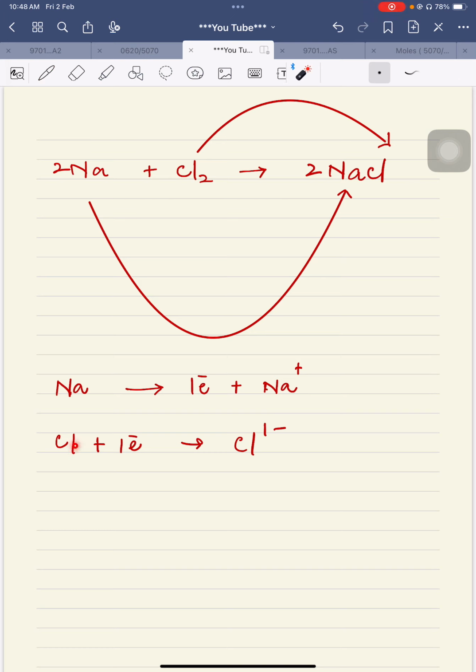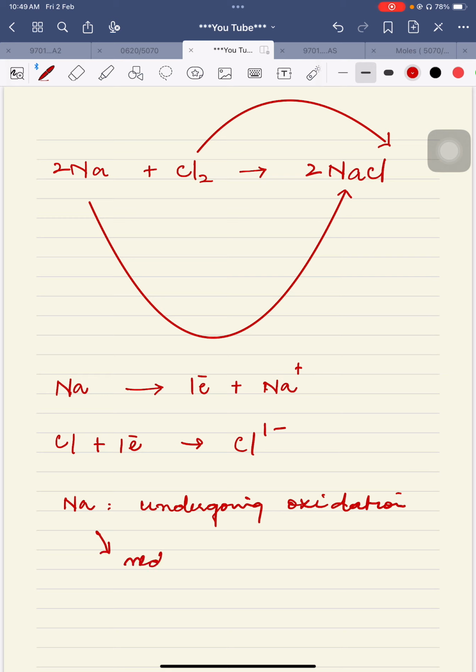Now we can discuss chlorine as well. Chlorine is receiving that electron from sodium, so we can say that chlorine is undergoing reduction as it is gaining an electron. But when chlorine is making sodium give that electron, it means that chlorine is making sodium be oxidized. So sodium is undergoing oxidation, and reducing chlorine, behaving as a reducing agent.